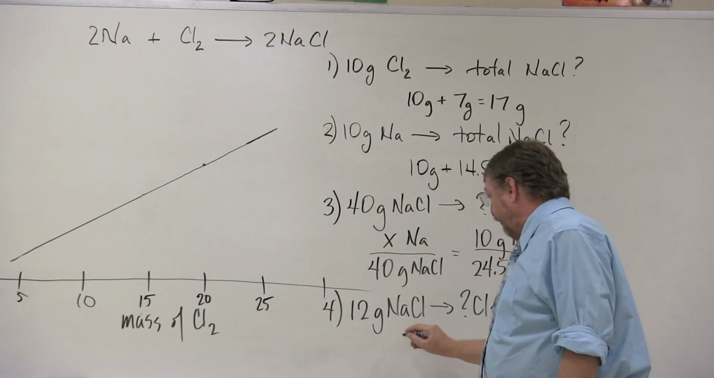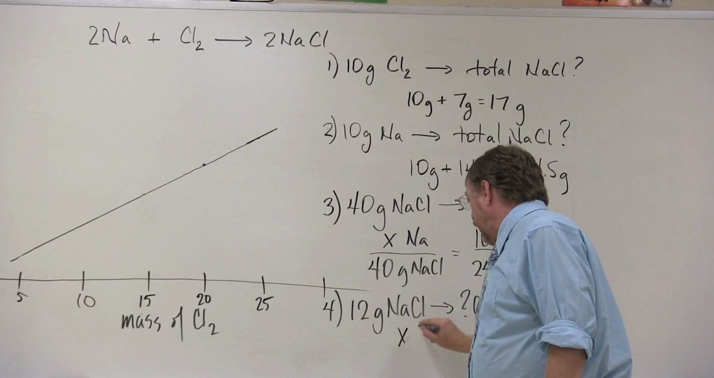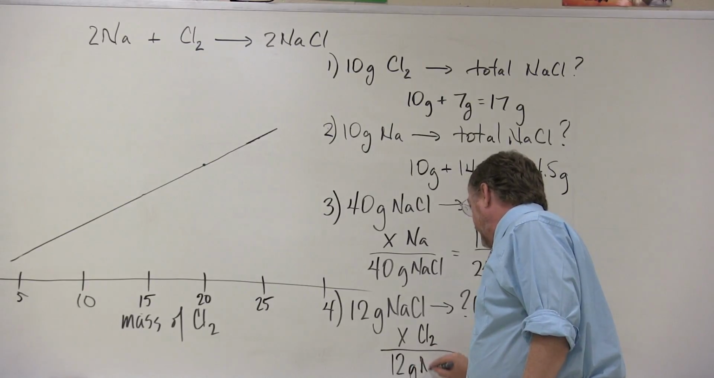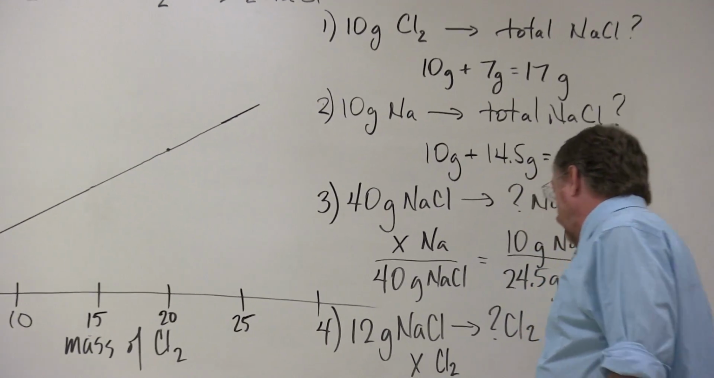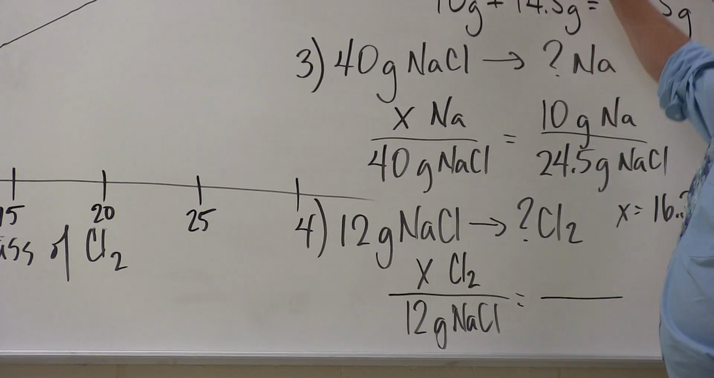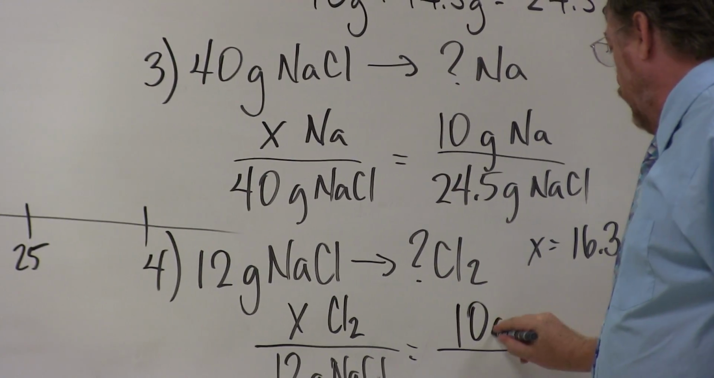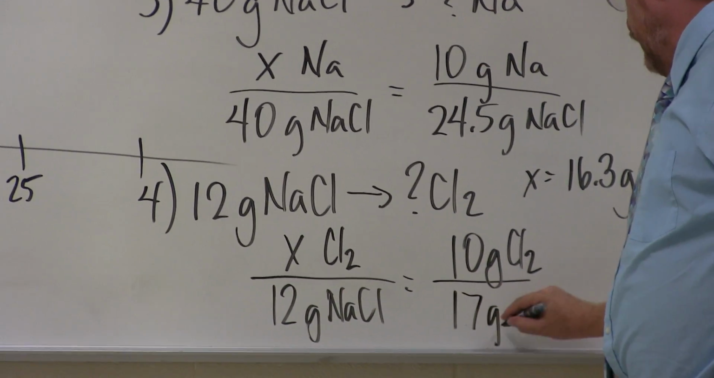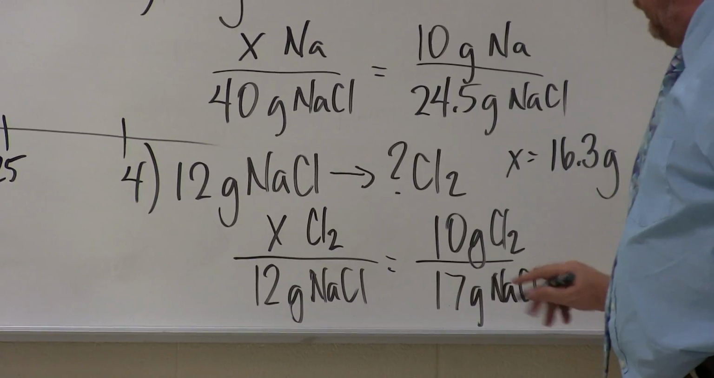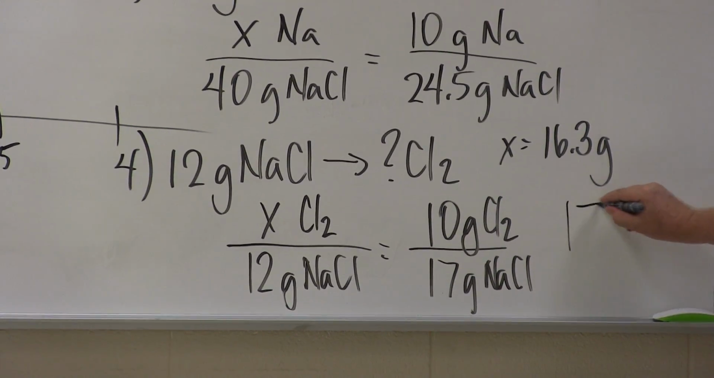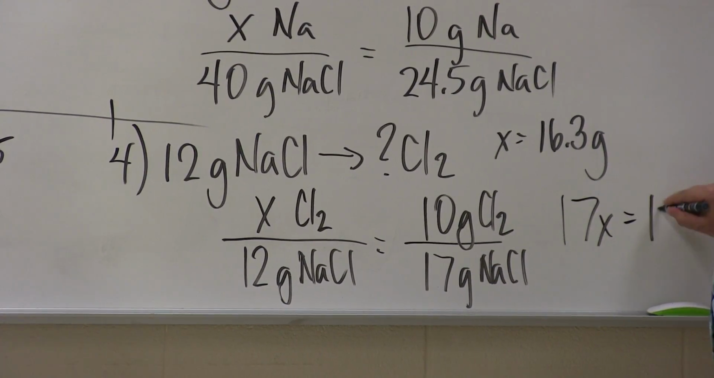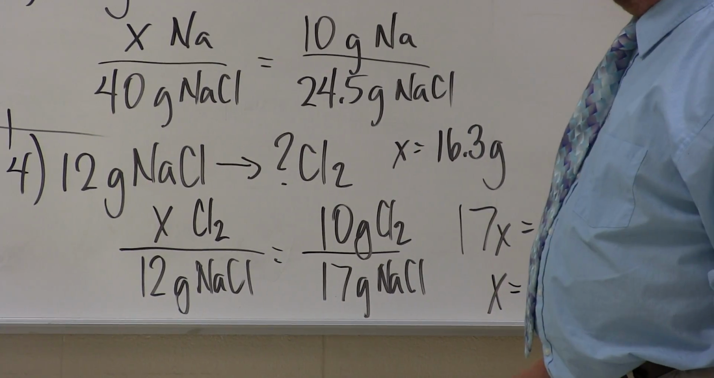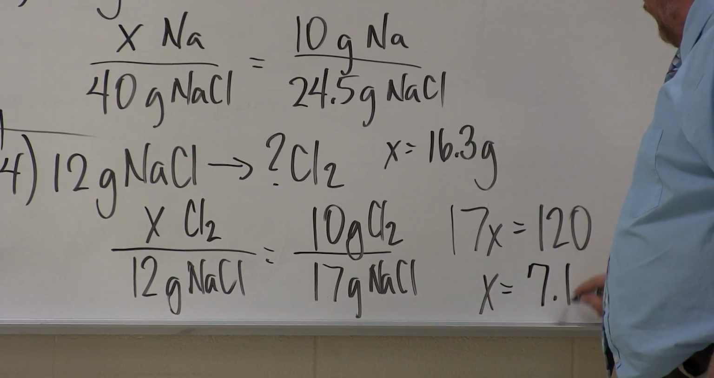Okay? So I know that my unknown Cl2 relative to 12 grams NaCl equals my 10 grams of Cl2 relative to 17 grams of NaCl. I'm going to cross multiply. I'll get 17x equals 120. Solve that for x, and x equals 7.1 grams.